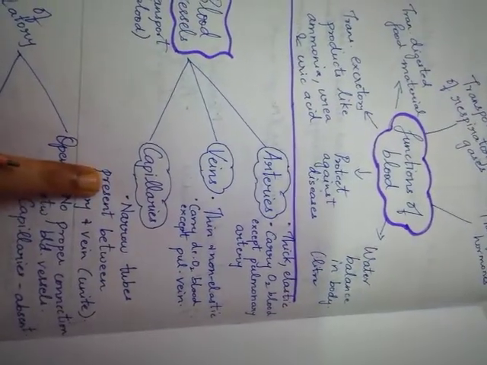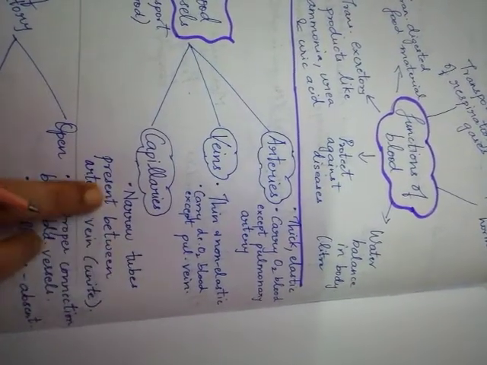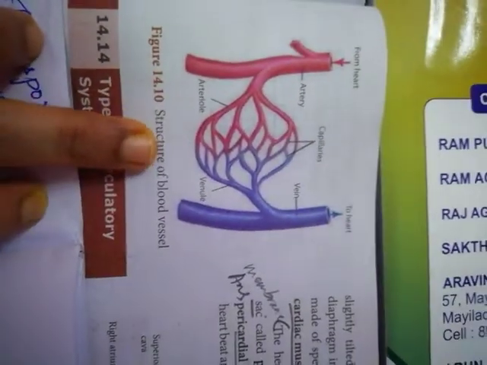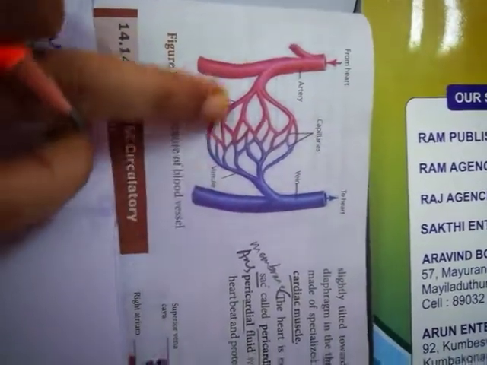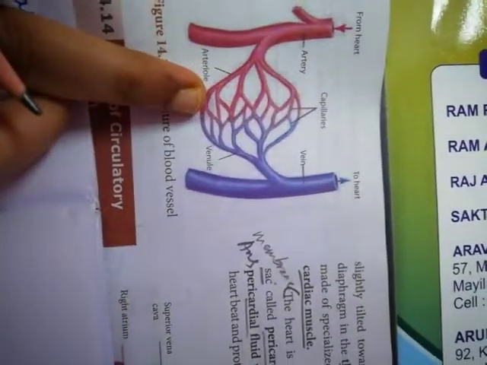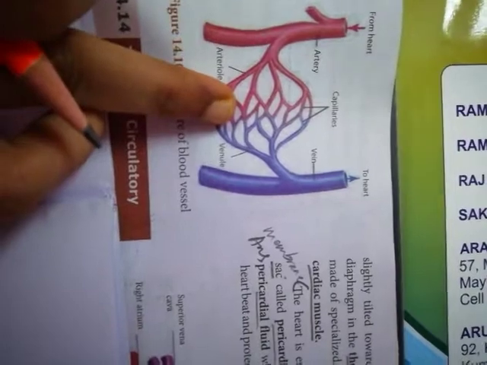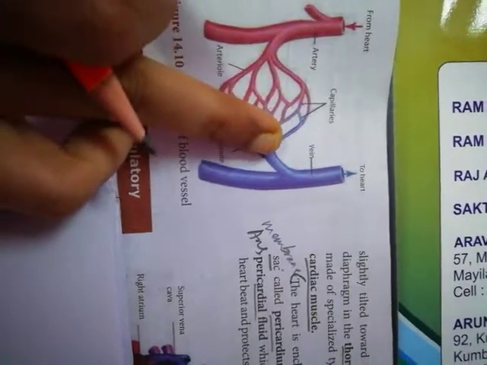The third type of blood vessel is capillaries. Capillaries are narrow tubes. They are present between arteries and veins. That is, they unite the arteries and veins. You can look into this diagram. This is the structure of a blood vessel. You have an artery here, you have a vein here. In between, these are called capillaries. So the artery and vein are united with the help of capillaries. So the blood can easily travel from the artery to the vein through the capillaries. That is the main function of the capillaries.